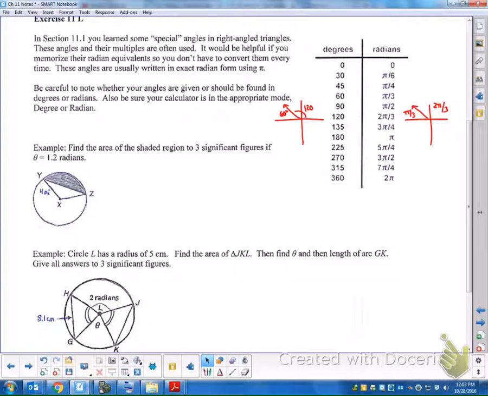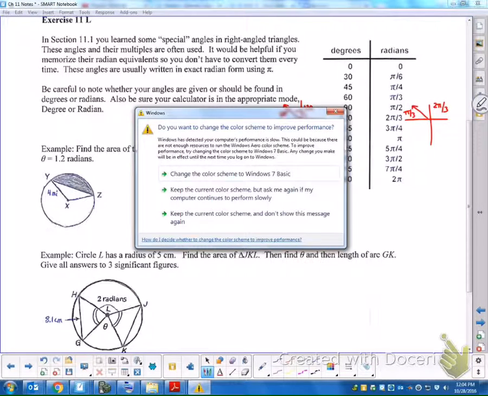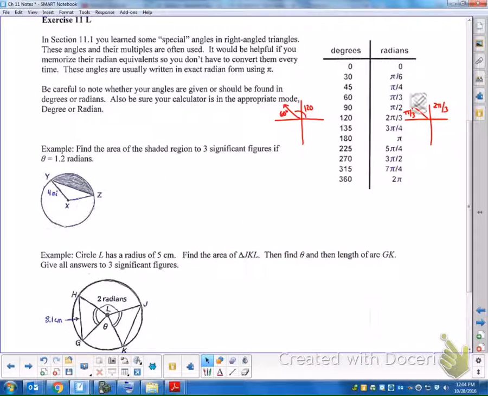We're going to find the area of the shaded region to 3 significant figures if theta is equal to 1.2 radians. Okay, any ideas in general how we go about doing that? Cameron. Find the area of the sector and subtract the area of the triangle. Exactly. And I'm even going to write that down. We're going to take the area of the sector minus the area of the triangle.